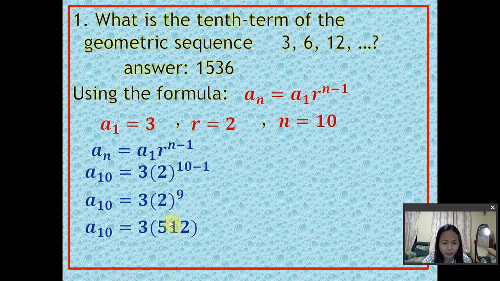Next, we have 512. Where did we get 512? That is raising 2 to the power of 9, or simply multiplying 2 nine times: 2 times 2 times 2 up to 9 times. So we come up with 512. Next, multiply it by 3, so we come up with 1536. You see, we have this answer, and look at the previous answer that we had a while ago. It's the same, 1536. So this is our 10th term.